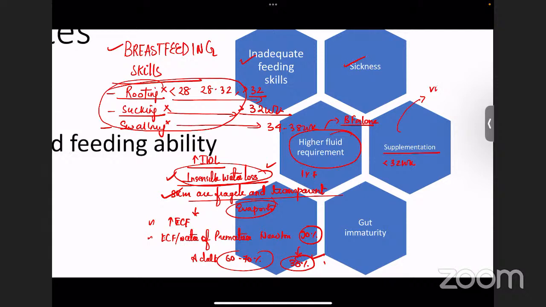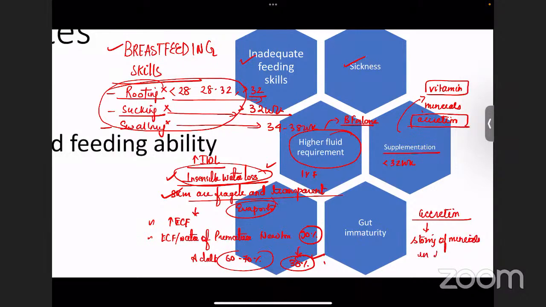You know all your vitamins and minerals. So less likely we go for vitamins, but minerals, yes. This mineral accretion. What is accretion? It is stored in your body. Define accretion. Accretion is nothing but storing of minerals in the body for physiological function.